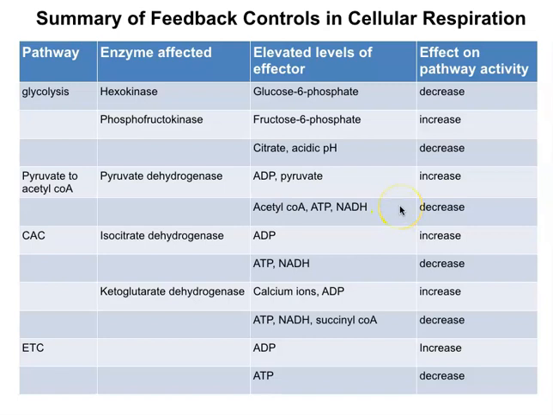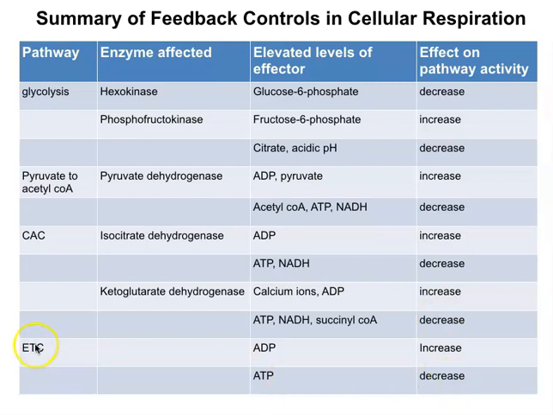And here's a summary of feedback controls in cellular respiration. When you read the entire chapter, you should be able to create tables like this. And you can see here glycolysis to pyruvate to acetyl-CoA, our citric acid cycle and electron transport chain. These are the centrally regulating enzymes. And this is the effector that is acted on by those enzymes. And if so, this is what would happen to the pathway. And that would be the way you would read it.